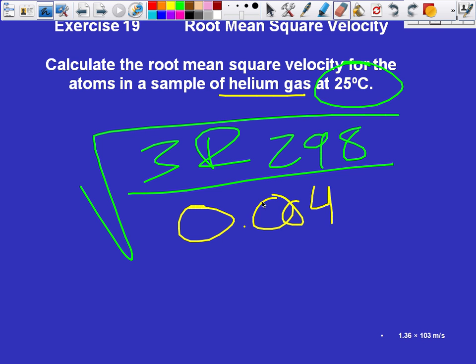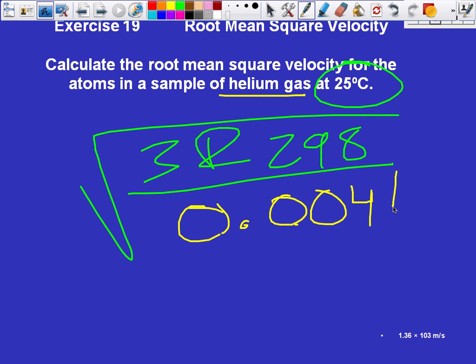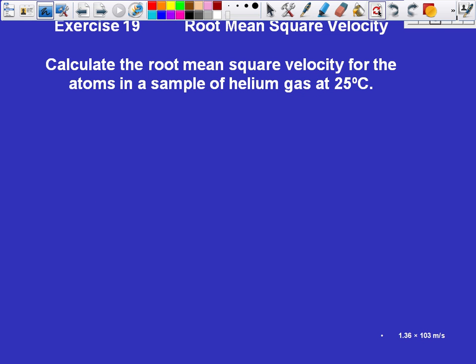Sorry, let's try this so it'll make more sense. It is 0.004 kilograms per mole. And I know exactly what you're thinking. Why in the world did you just put it in kilograms? All right. Well, there's a reason.